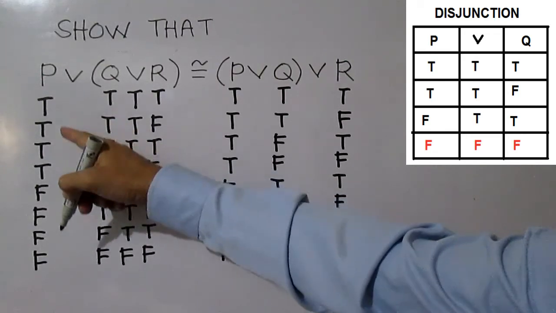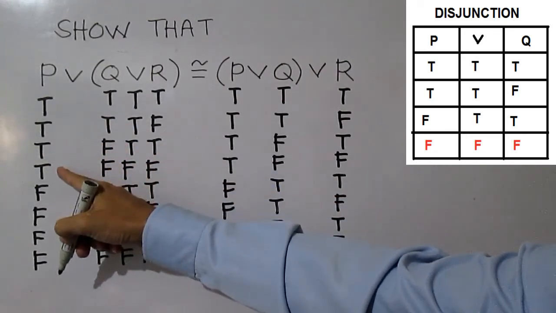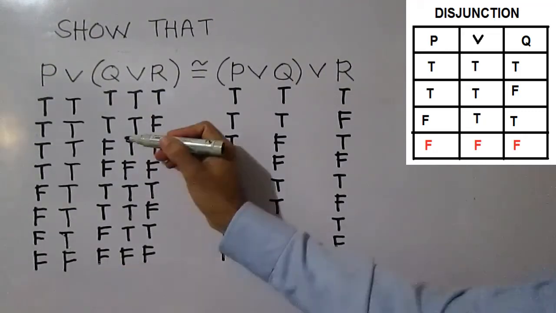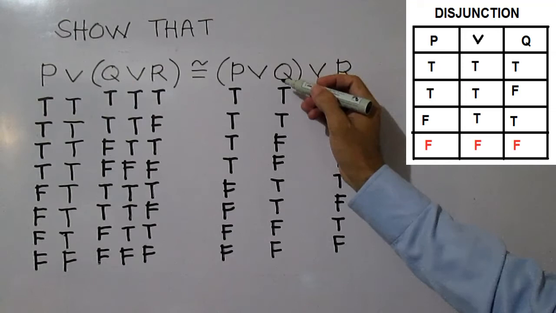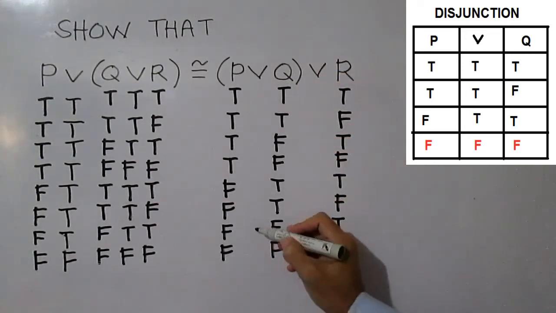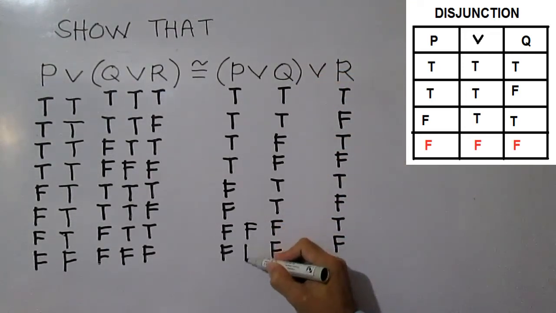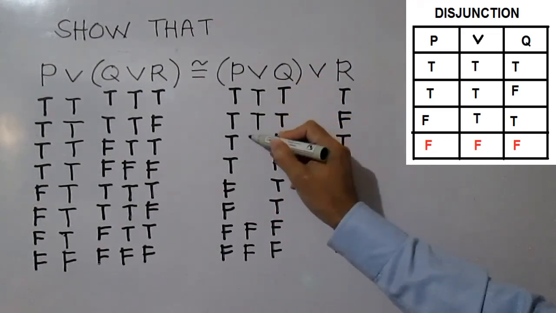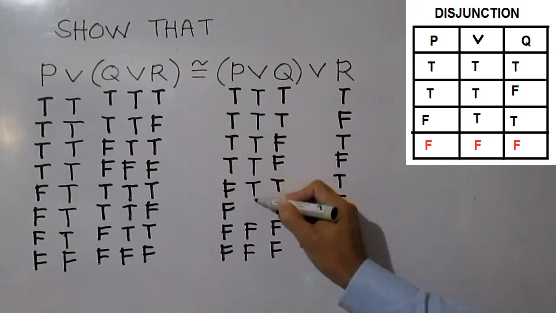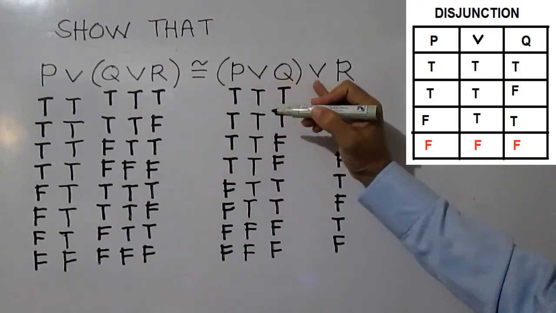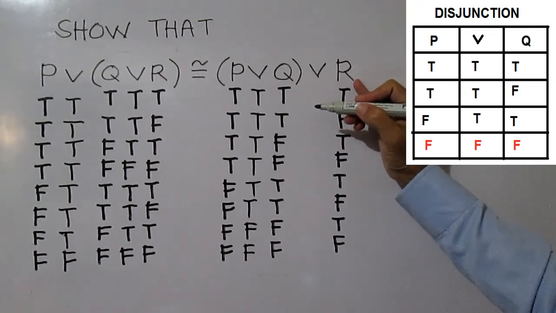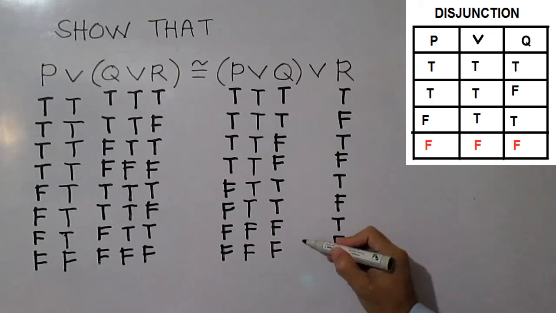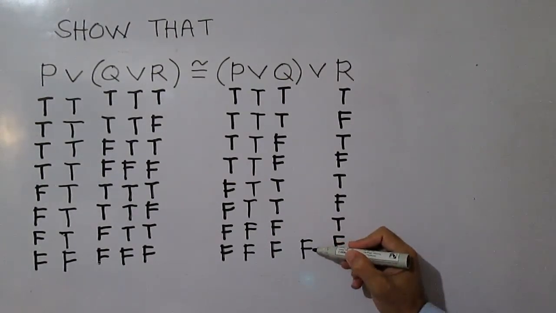For P or the quantity Q or R, if both statements are false, then it's false. Otherwise, it's true. For P or Q, if both statements are false, then it's false. Otherwise, it's true. For the quantity P or Q or R, again, if both statements are false, then it's false. Otherwise, it's true.